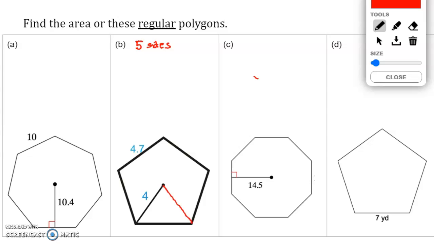And I know that we're given the radii and the side length. Okay, so we know that this radii is also going to be 4 because the radii of a regular polygon is always going to be the same. Now this time we know that the side length is 4.7. So if I was to split this in half, what is this length going to be? This is going to be 4.7 divided by 2. So it's going to be 2.35. And I know that this is also going to be 2.35.